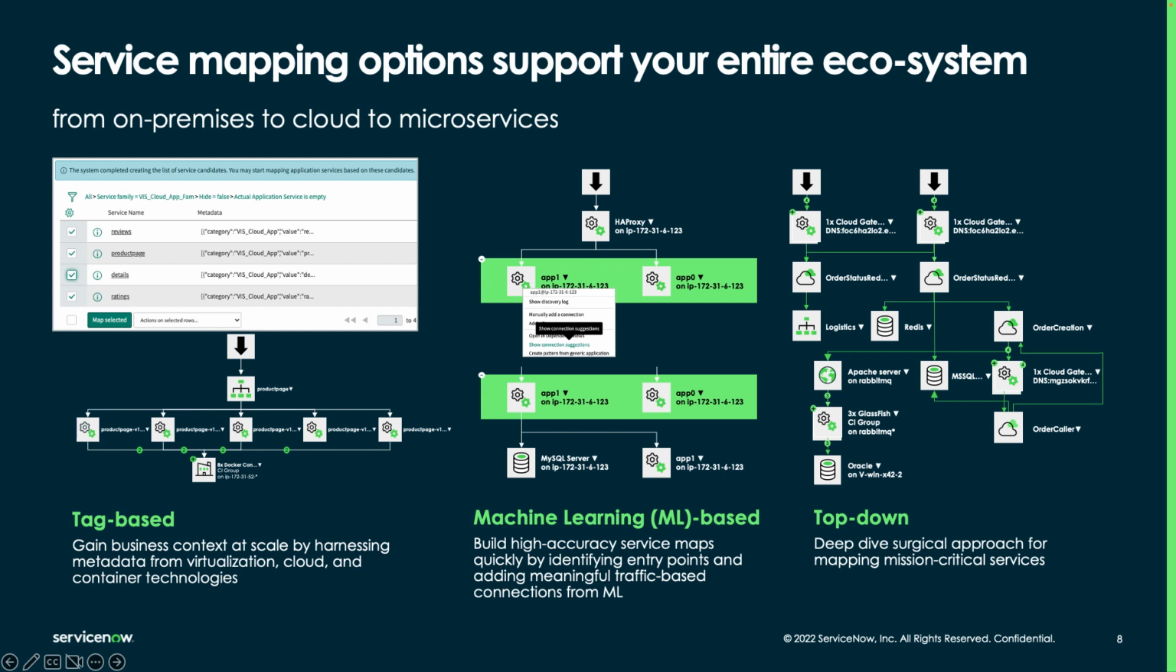Now, top-down mapping uses pattern-based discovery to identify service connections. This method takes the longest because it requires an application architecture diagram and research upfront and deep technical knowledge in pattern building. Because it is so precise, top-down mapping is well suited for mapping your mission-critical services. Just note that machine learning-based mapping is a form of top-down mapping. It can be used to build new services and also extend your existing top-down maps.